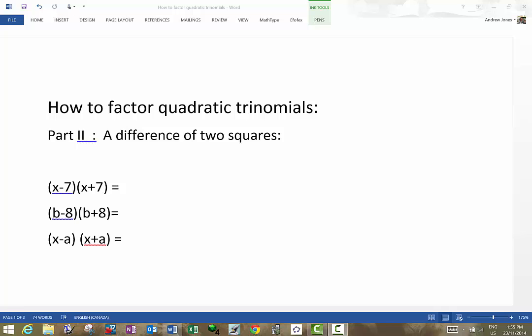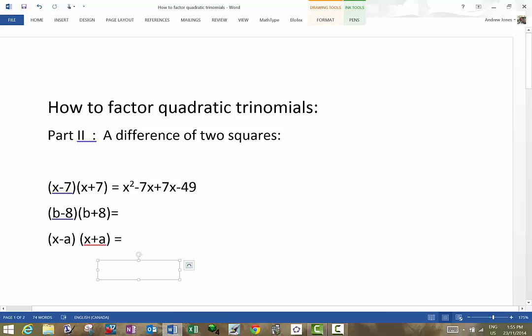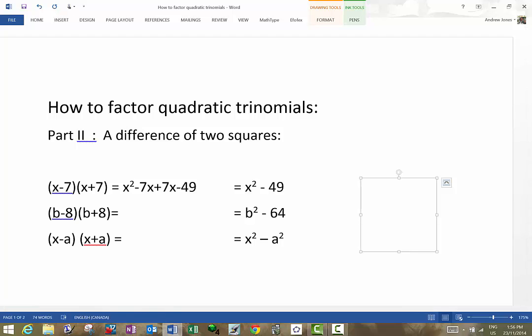Okay, hopefully what you should have found is, looking at the first one, x squared minus 7x plus 7x minus 49. The two 7x's cancel each other out because one's positive and one's negative. And in the same way, the other two cancel out as well. So what we're left with is just the x squared term and the final product of the two numbers. x squared minus 49, x squared minus 64, and generally x squared minus a squared.